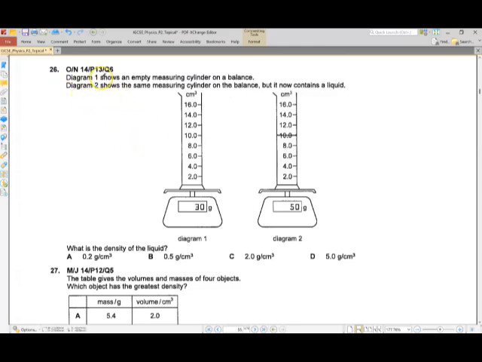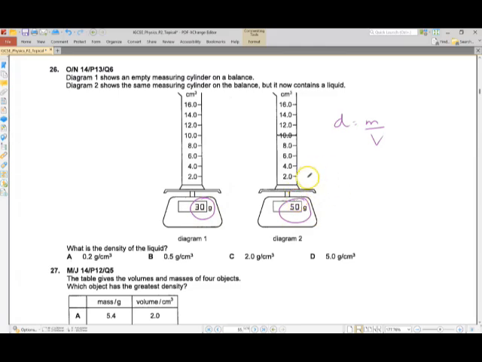Okay? Accha, diagram 1 shows question number 26. Diagram 1 shows an empty measuring cylinder on a balance. Diagram 2 shows the same measuring cylinder on the balance, but now it contains liquid. What is the density of the liquid? Okay, density is mass over volume. In this question, we see that firstly, the cylinder was empty. So this is the mass of the empty cylinder. This is the mass of the cylinder when filled with liquid.